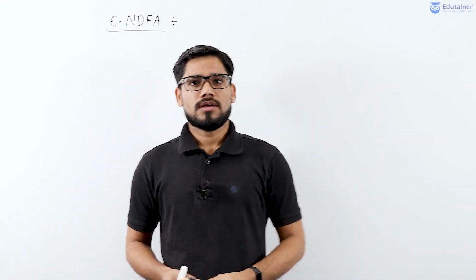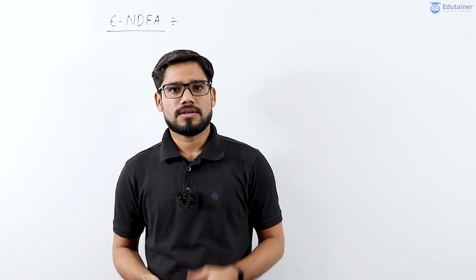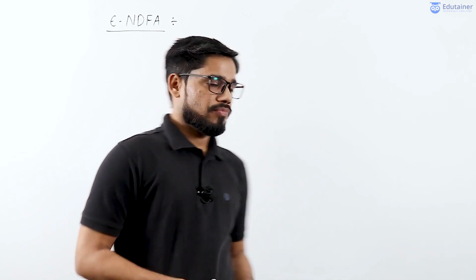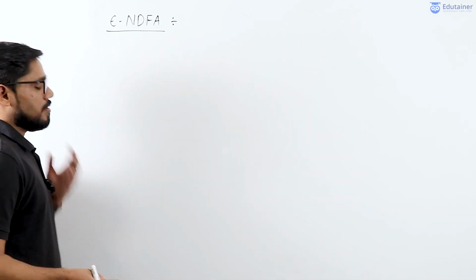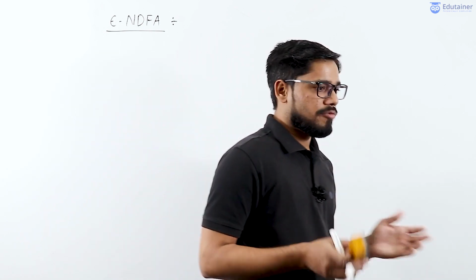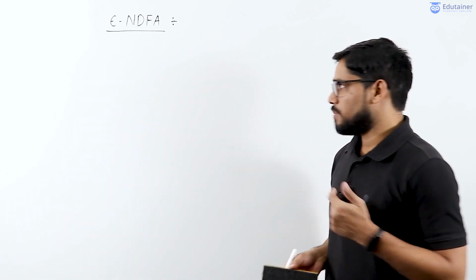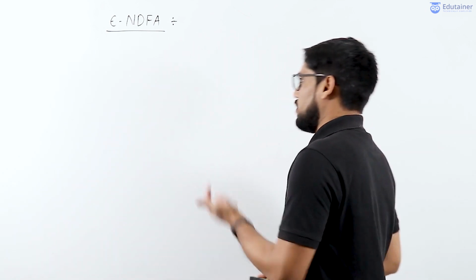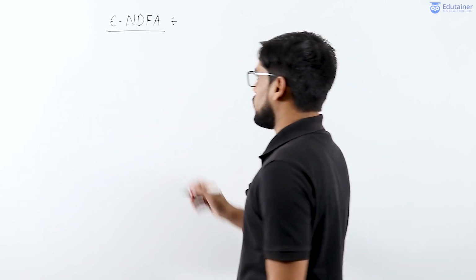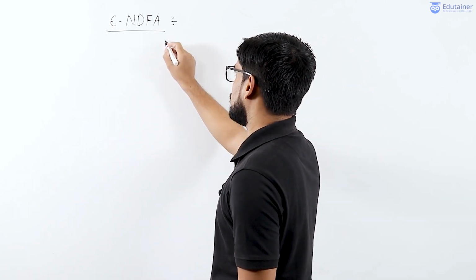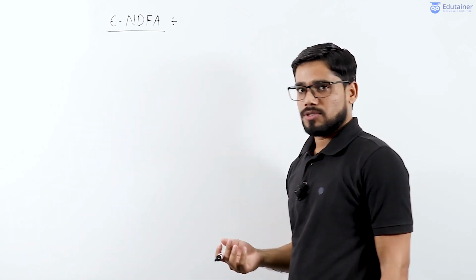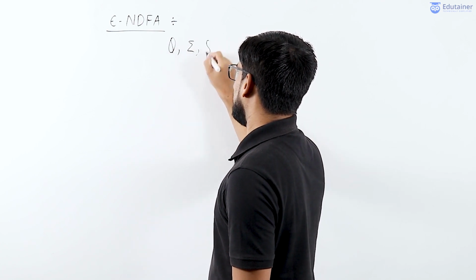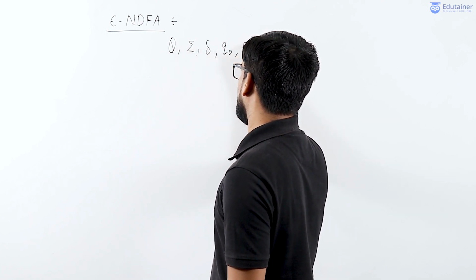Hello everyone. In this video we'll learn the third category of finite automata without output. It is epsilon NDFA. Epsilon NDFA and NDFA both are similar. The only difference is the epsilon symbol, which is especially added to the epsilon NDFA category. The definition of NDFA consists of 5 tuples: capital Q, sigma, delta, Q naught and capital F.